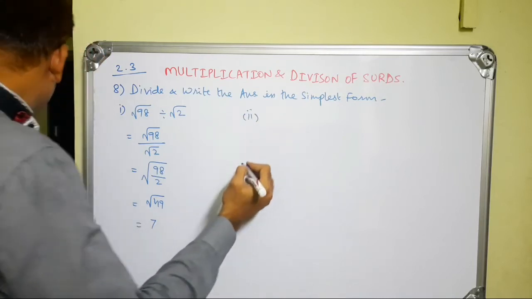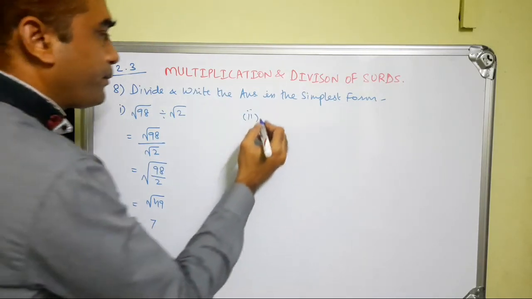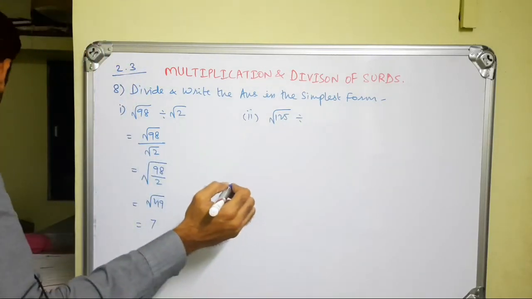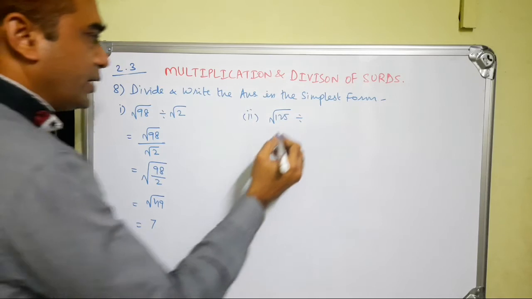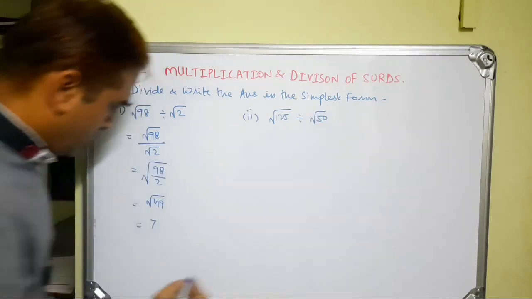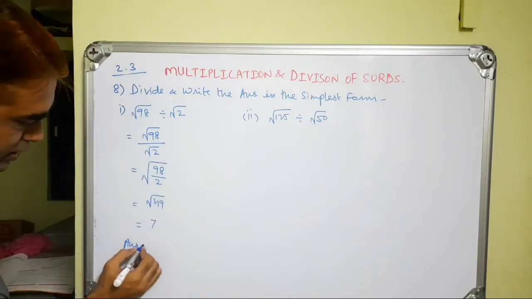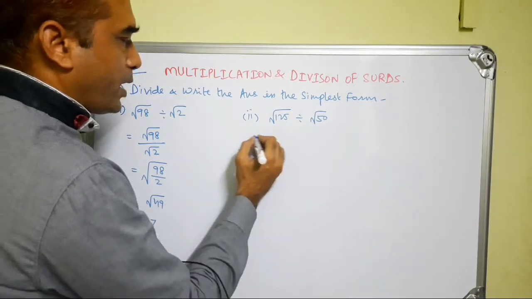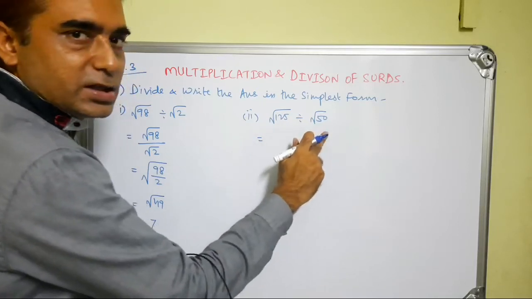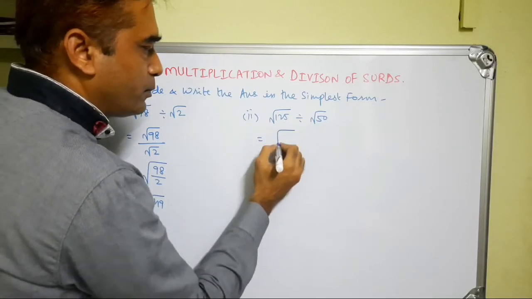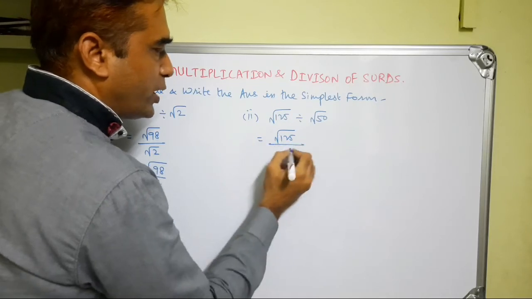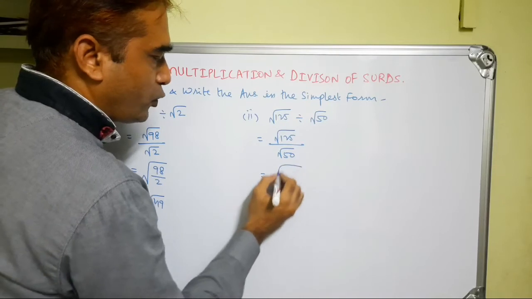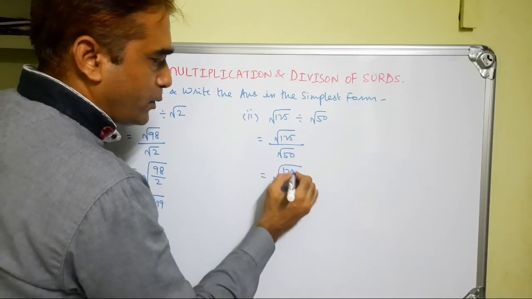Now sub question number 2. Sub question number 2 is square root of 125 divided by square root of 50. So here the answer of the previous one is 7. Now again we'll first write these in the numerator denominator form. So root 125 upon root 50, again the orders are equal, so we can write in the same radical sign.